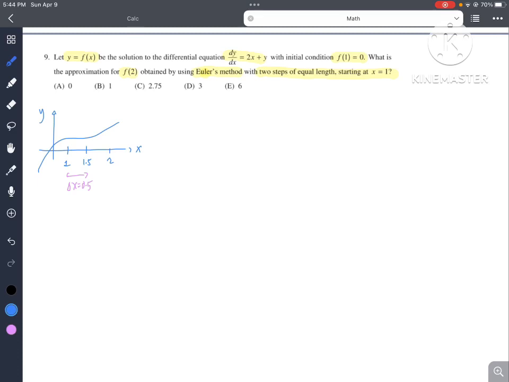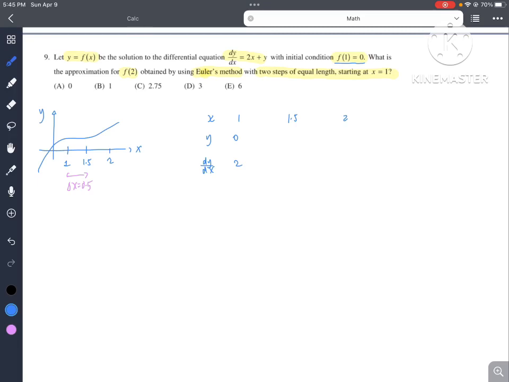So now let's use the method. We can make a table so it's easier to keep track of. x is equal to 1, 1.5, and 2. Over here, y, as given by the initial condition, is equal to 0. And dy over dx is equal to 2x plus y. So we know that 2 times 1, which is x, plus y, which is 0, so it's 2.